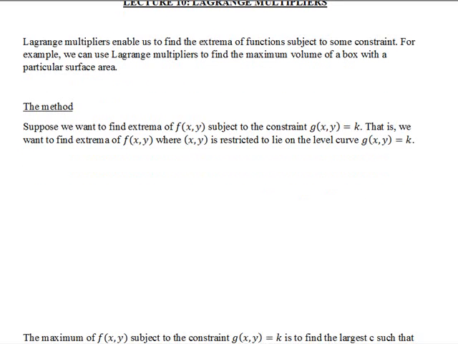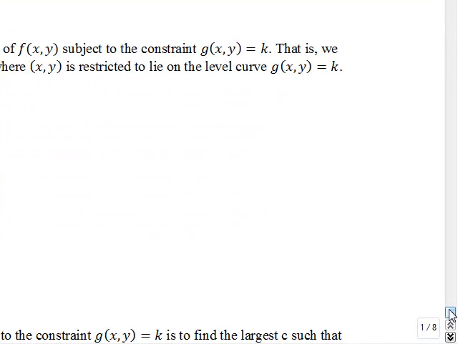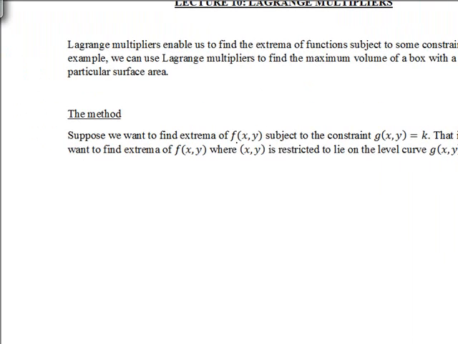Suppose we want to find the extrema, max or min, of f of x, y subject to the constraint g of x, y equals k. What that means is we want to find the extreme of f of x, y where x, y is restricted to lie on the level curve g of x, y equals k.